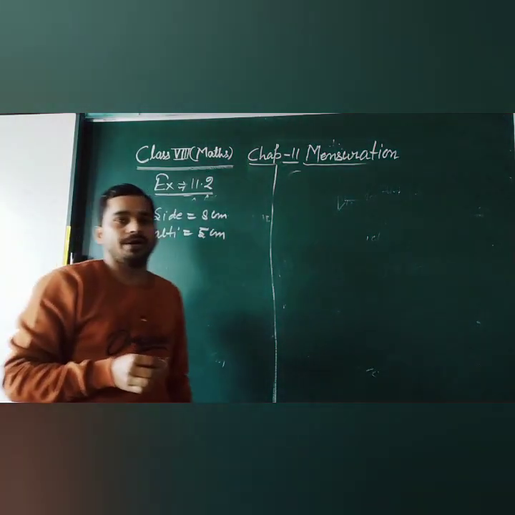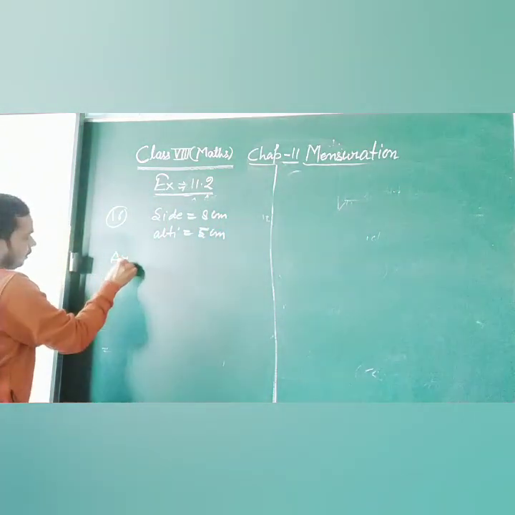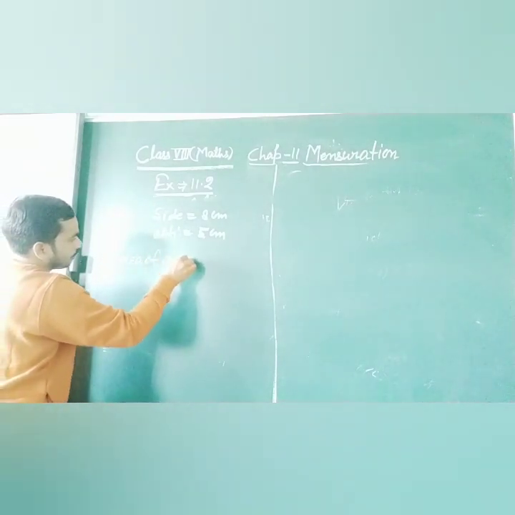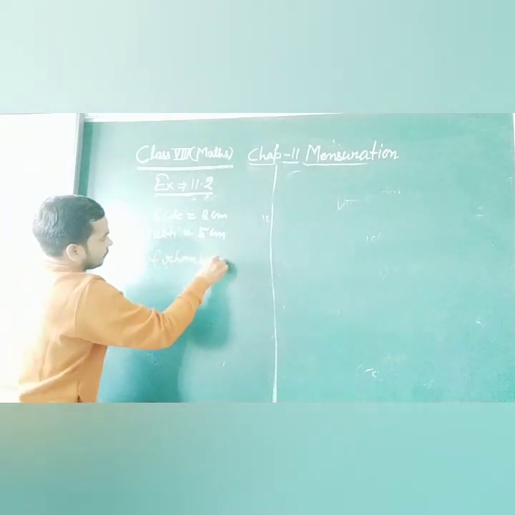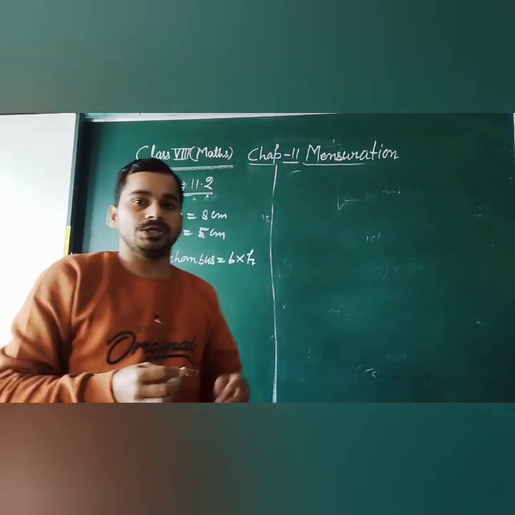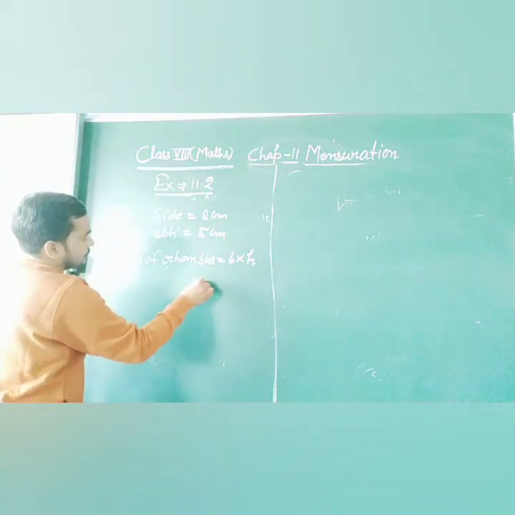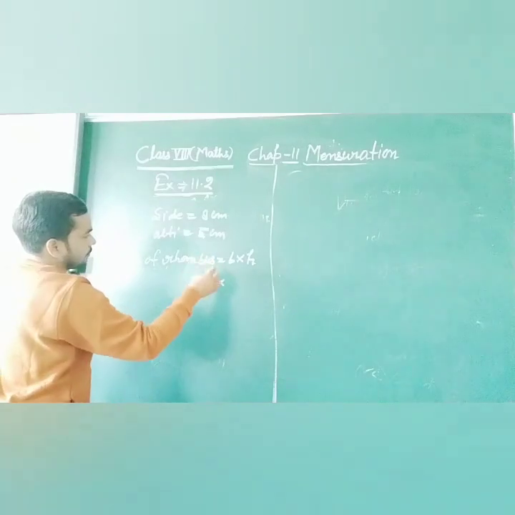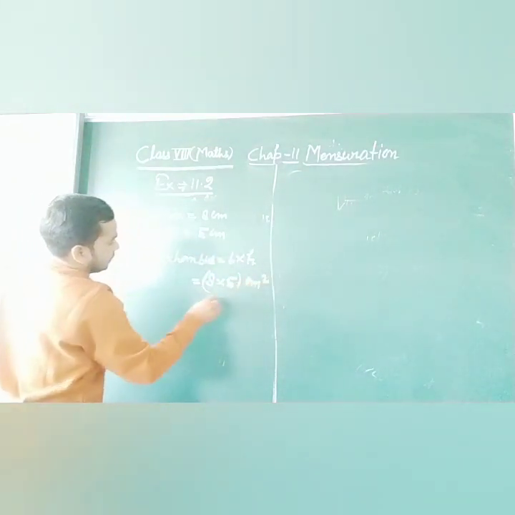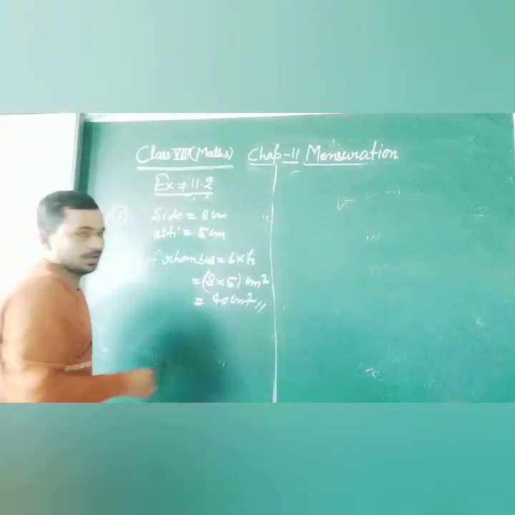So first we have to find out the area of the rhombus. Area of rhombus is base into height, because a rhombus is also a parallelogram. So this side is the base, 8, into altitude, that is height, 5. 8 fives are 40 centimeter square. So this is the area of the rhombus.